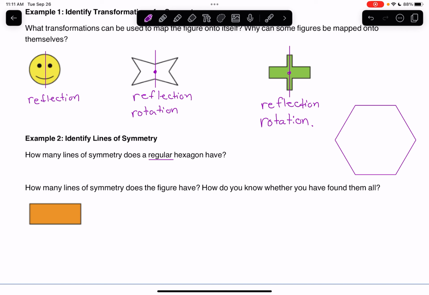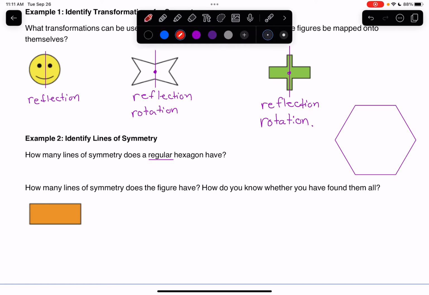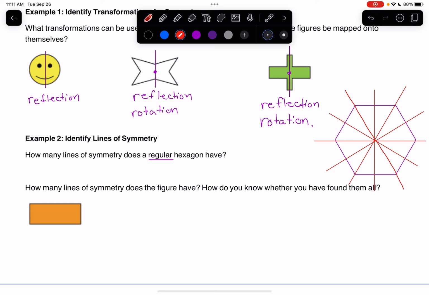When we're looking for lines of symmetry in a regular hexagon, we can say, well, there's one that's straight down like this, and there's another one that's going to be the same thing going this way, and another one going through here. Plus, we've got 3 more lines of symmetry that go through the points of the shape here. So there's 1, there's 2, and there's 3. So technically, there are 6 lines of symmetry in a regular hexagon.